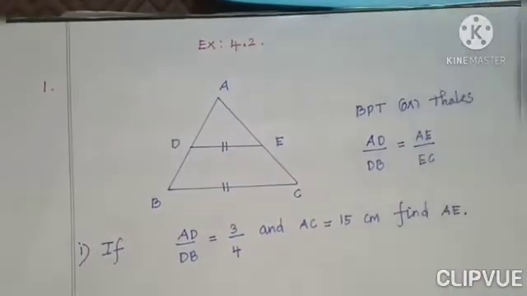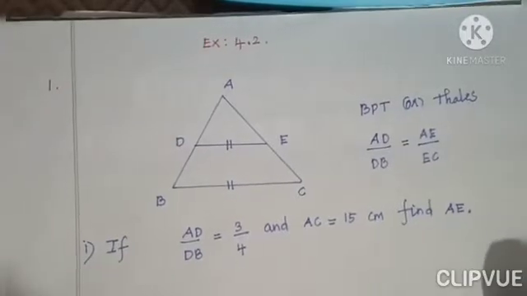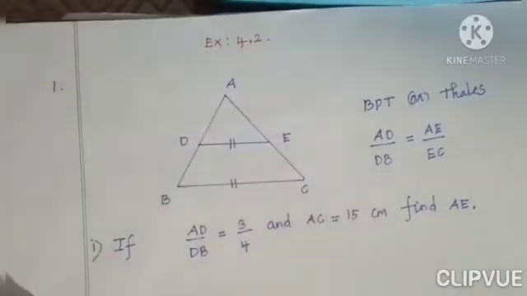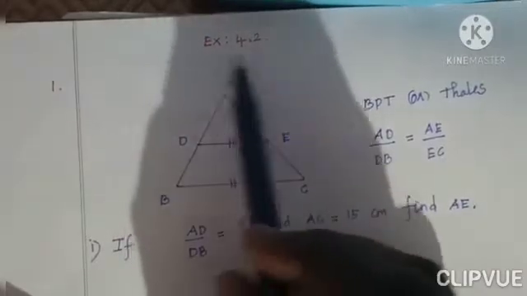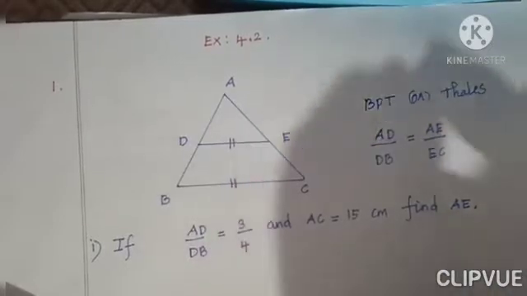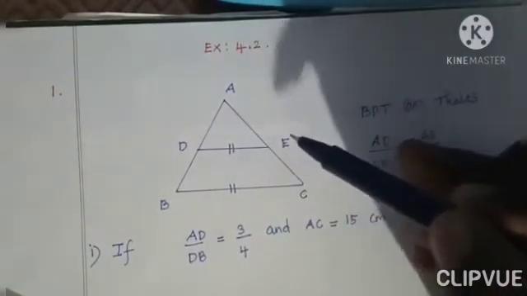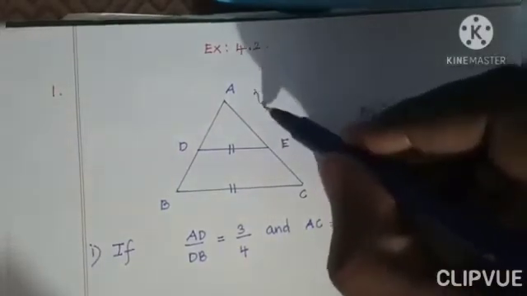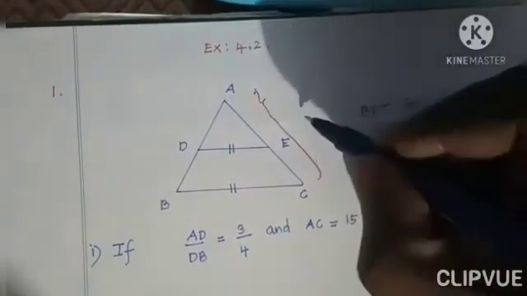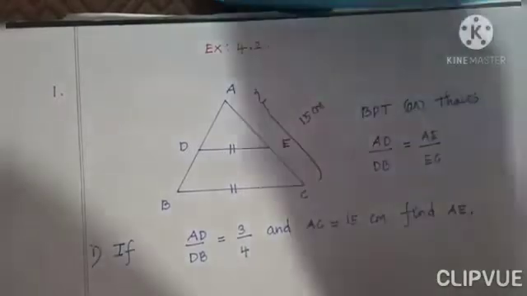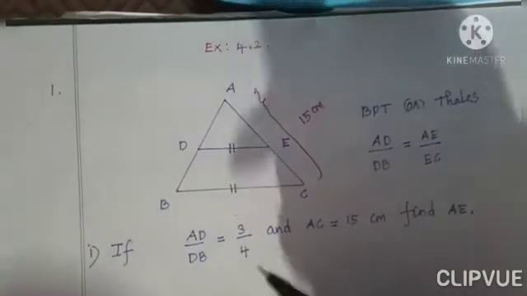So using this theorem, now we are going to find some lengths of the sides. The first case, exercise number 4.2: AD by DB equal to 3 by 4 and AC equal to 15 centimeter. Find AE, the A to E length. Actually, A to C is given, the whole length, which is equal to 15 centimeter, and this ratio AD by DB equal to 3 by 4 is given.